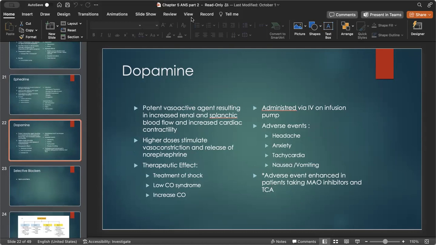Adverse effects, here we go again, tachycardia, anxiety. Why? Because of where it works. And we do not want to give these drugs to someone who takes MAO inhibitors or TCAs. They're types of antidepressants, which you'll get into because they cause CNS stimulation, and that's not good. So we definitely don't want them taking that, because if you have drugs that are going to further stimulate the CNS and these drugs are also stimulating it, it's not good.